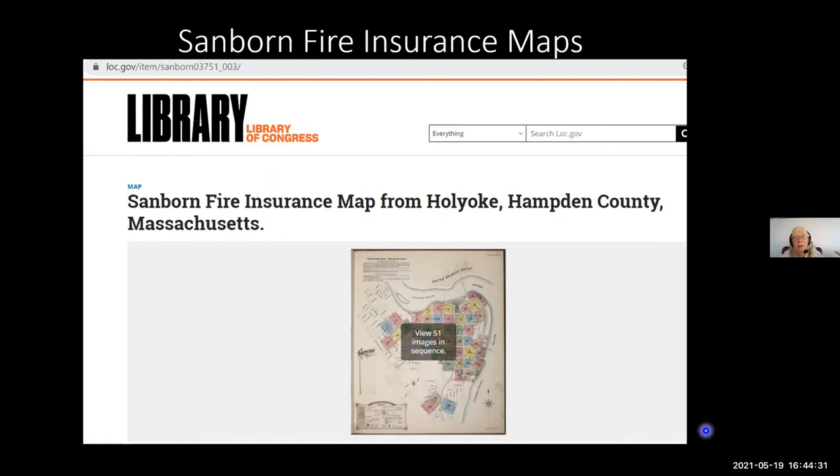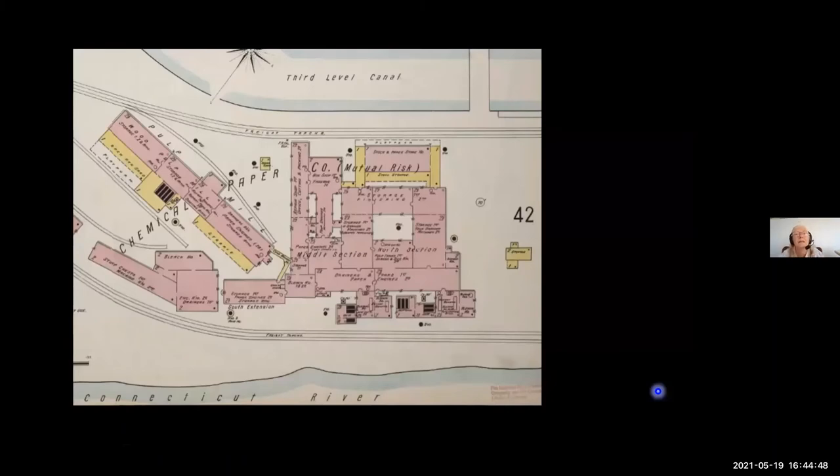Because the purpose of this map, again, going back to the beginning, why do these maps exist? These maps were drawn in order to rate the buildings for insurance. So we're not interested in who lives there, we're interested in what the buildings are made of. And here's an example between the river and the Third Canal of the Chemical Paper Company. So the buildings that show up in pink are made out of brick. The buildings that show up in yellow are made out of wood. There's another code for stone buildings. It's kind of a bluish gray if it's a stone building, because that relates to the fire risk, right?